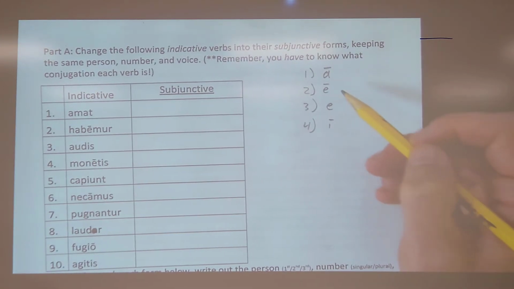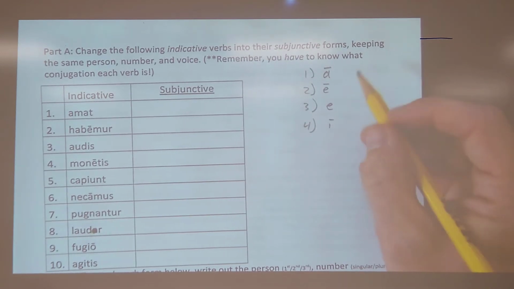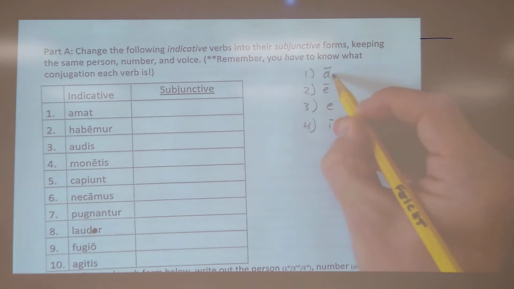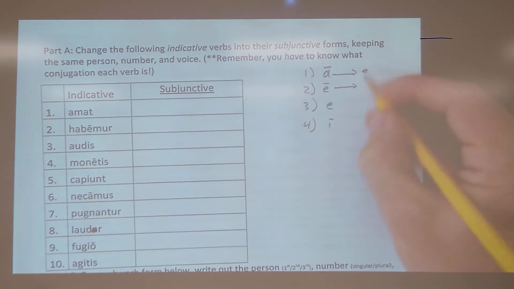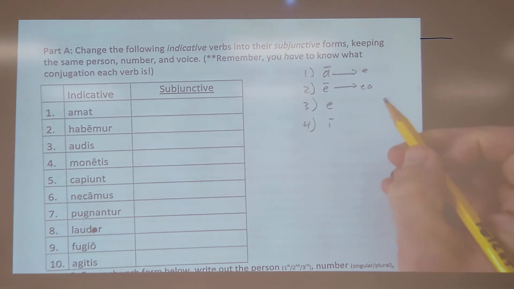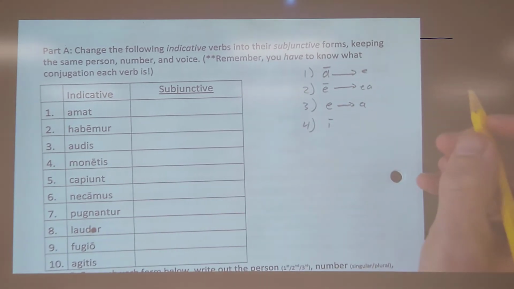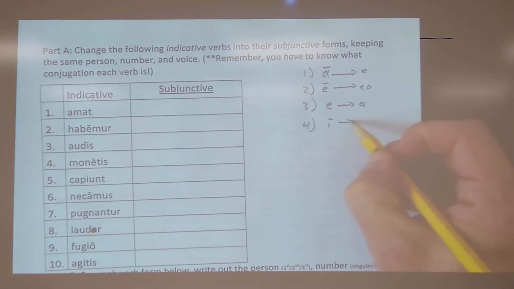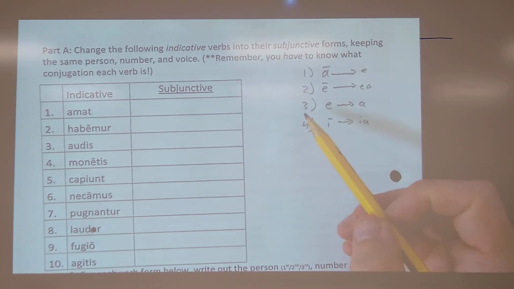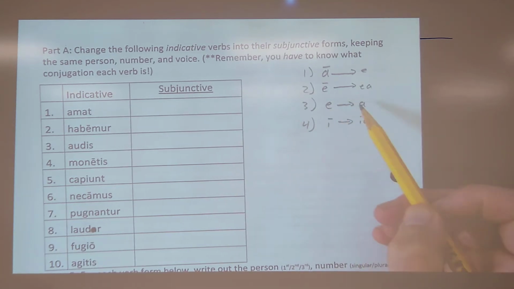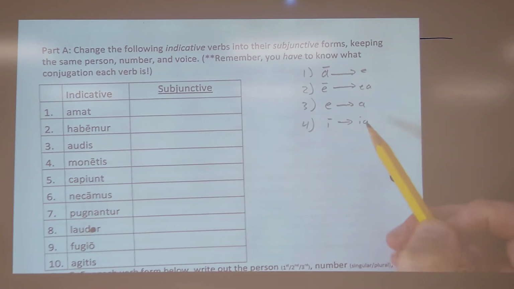Now remember, in the subjunctive, these change, right? That's how you know it's in the subjunctive. So to make that change, the A becomes an E. Long E becomes EA for second conjugation. For third conjugation, short E becomes an A, and for long I, it becomes IA. And remember, for those weird third IO verbs, and there are a couple, they're third conjugation, but they actually work like a fourth. So that's why they change to IA.